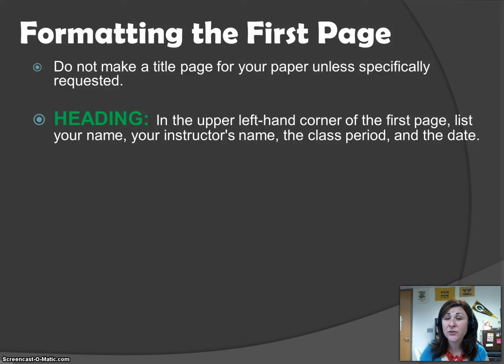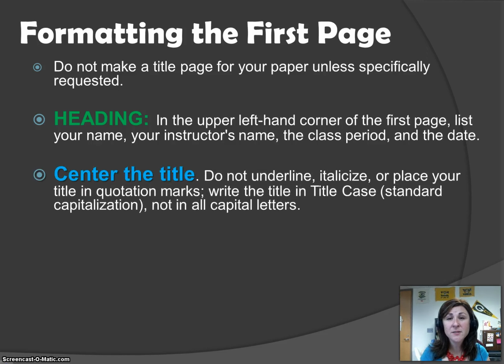Your heading includes your first and your last name, your teacher's name, your class period, and the date that the assignment is due, and all of that will be typed double-spaced in the left-hand corner of your paper. You're going to double space or press enter twice before typing the title of your paper.